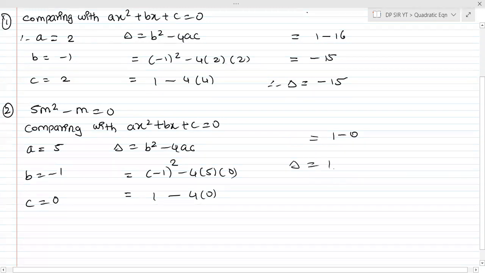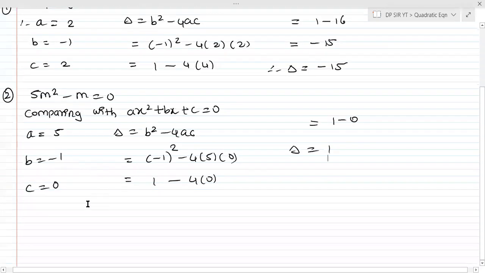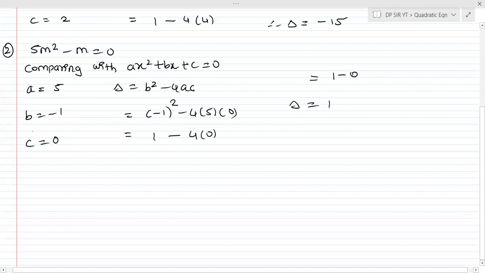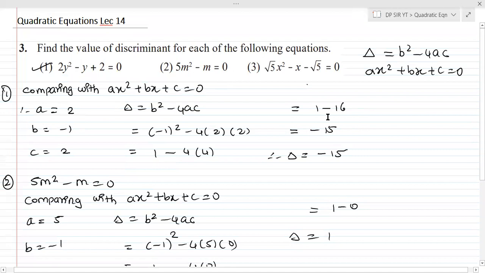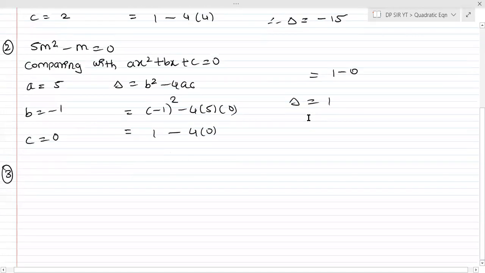Delta is equal to 1. Okay, let's go to the third question. I don't know what is started. Let me just go to the third question. What is the third question? It is root 5x square minus x minus root 5 is equal to 0. Again, it's simple, don't worry.